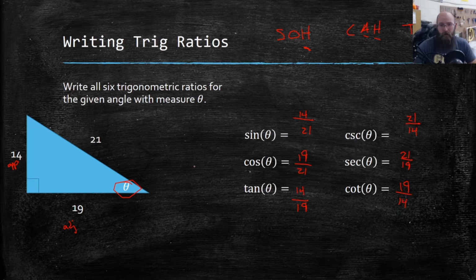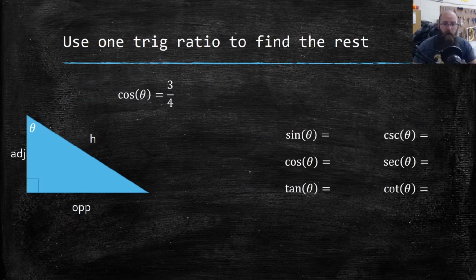Let's boot, scoot, and boogie to the next one. All right, so here I have one trigonometric ratio, and I need to find the rest of them. They gave me cosine theta equals 3 over 4, and they gave me no triangle. They just told me where theta was, which really doesn't matter either. If they don't give you a triangle, highly recommend you draw one in. It's helpful. It really is.